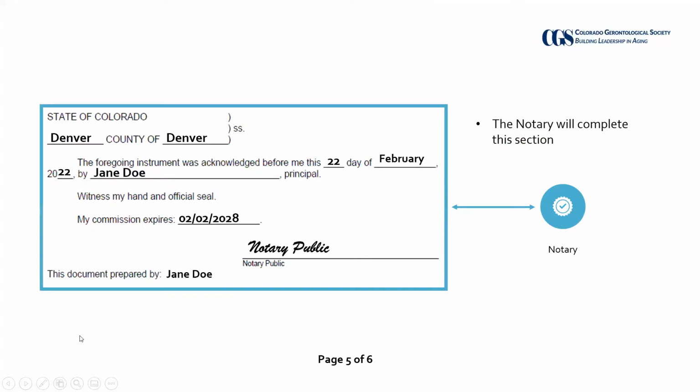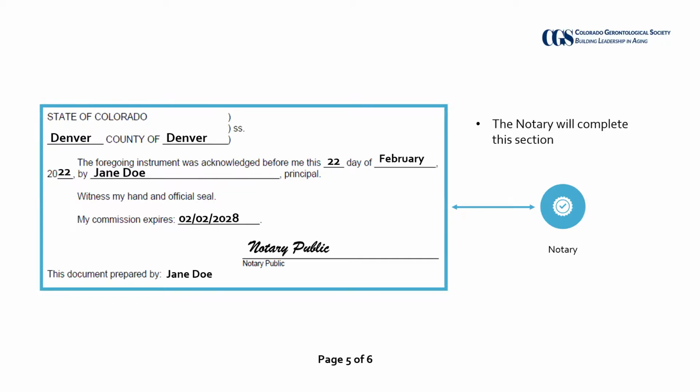In page 5 of 6, this is where the notary needs to complete the section. So they will say what county, they will say on what day, by whom. They will also include when the commission expires. So one of the questions that I get asked often is, what happens to my document if the notary's commission expires, but I still want my document to be valid?